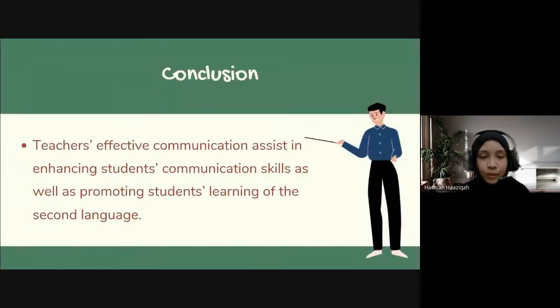Okay, so for the conclusion, as I have mentioned earlier, like the criteria of teachers, I could conclude that teachers' effective communication could assist in enhancing students' communication skills, as well as promoting students' learning of the second language. This is because when the teachers could effectively communicate, it would also improve students' communication skill, because they would be motivated to speak the language, because the teachers also convey the language clearly.